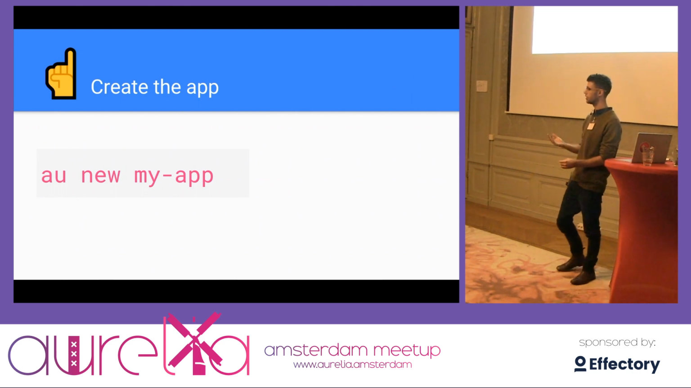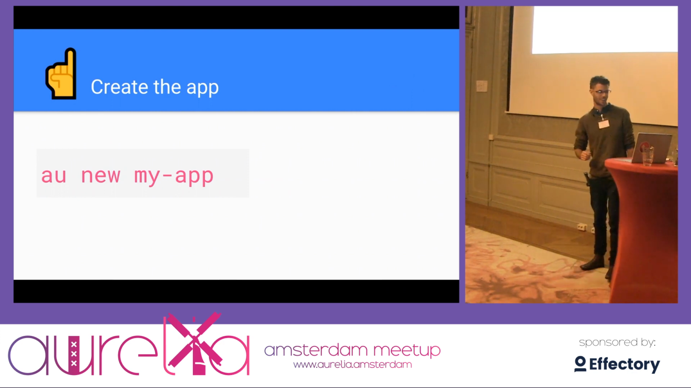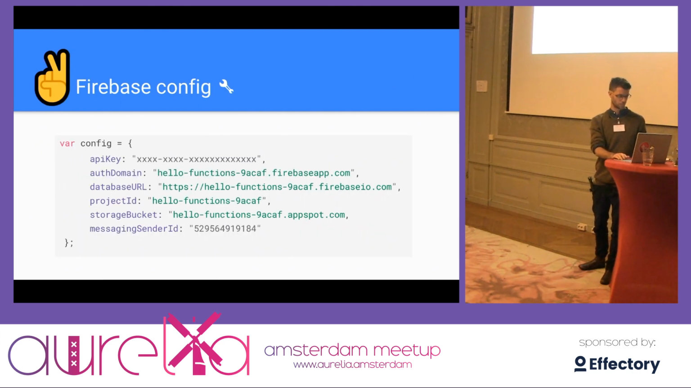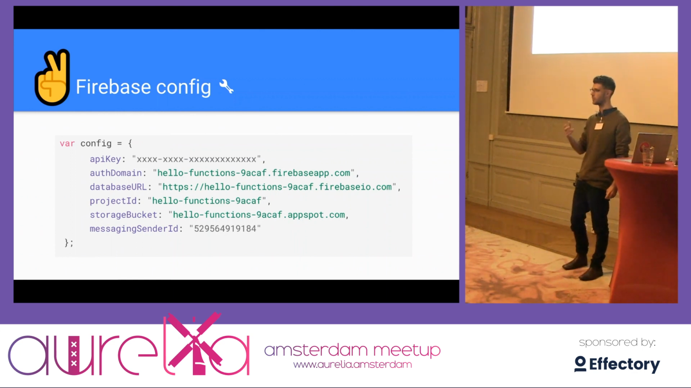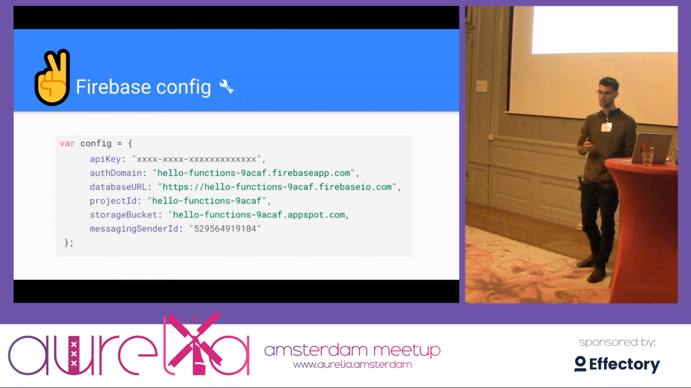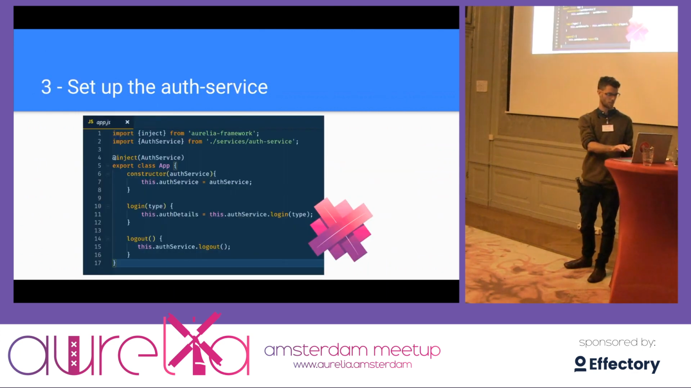Firstly, the au new command. Out of interest, how many of the audience are using the Aurelia CLI? Fantastic. Yeah, that's great. It's cool to see. I think the CLI has come on in amazing strides in the last year or so. The next thing to do is add the Firebase config settings. You're going to add those to your index.html file typically for your Aurelia app, and then set up the auth service.